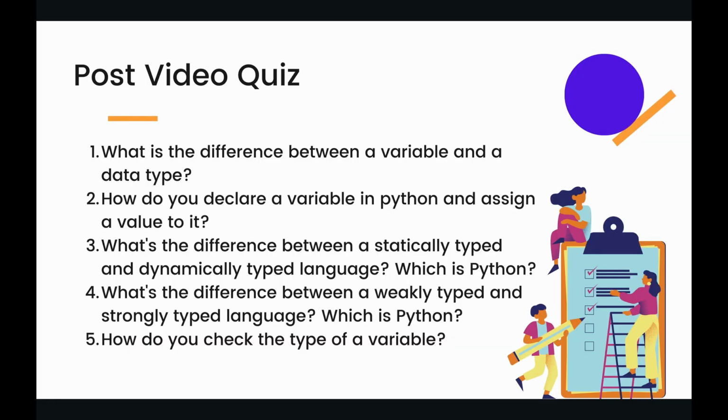Okay, so we made it to the end of this video, and before moving on to the next one, let's make sure that we can answer these questions confidently. Number 1, what is the difference between a variable and a data type? Number 2, how do you declare a variable in Python and assign a value to it? Number 3, what's the difference between a statically typed and dynamically typed language, which is Python? Question 4, what's the difference between a weakly typed and a strongly typed language? Again, what is Python? And then number 5, how do you check the type of a variable?